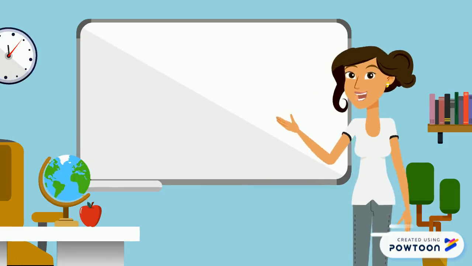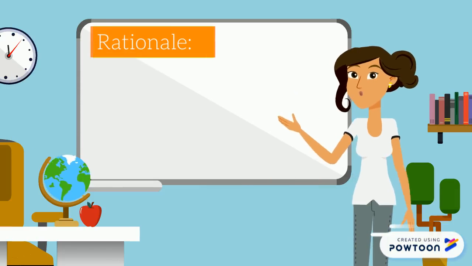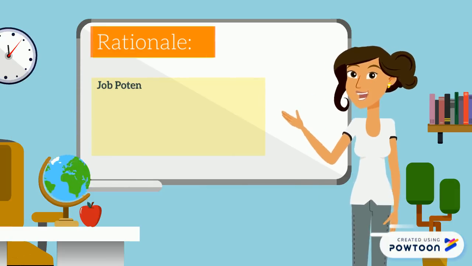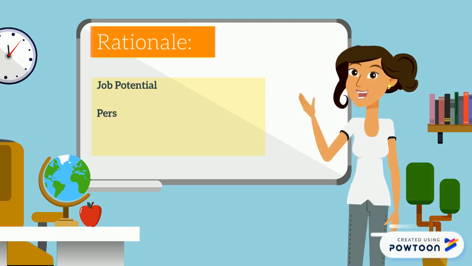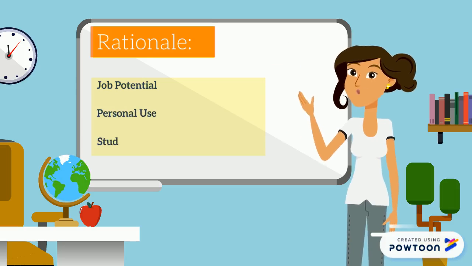The first step is to provide the students with a rationale for the learning activity. Your students may appreciate the job potentials that are associated with the skill of app development. They may also appreciate the ability to create their own apps. You could explain to students that they will be able to use this training immediately for their own study purposes.